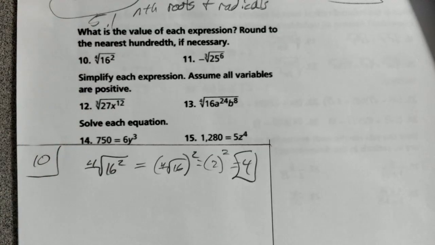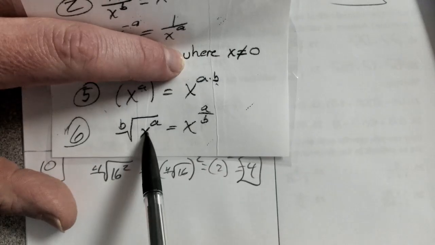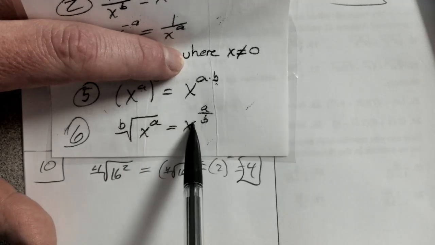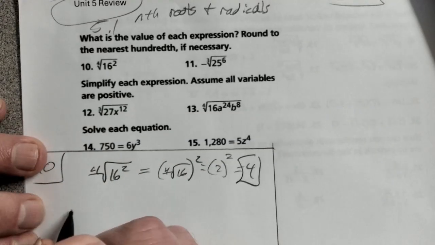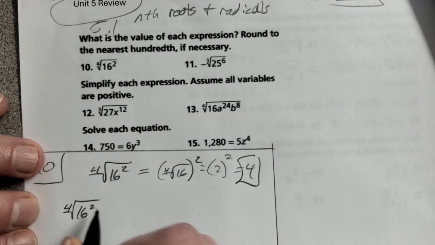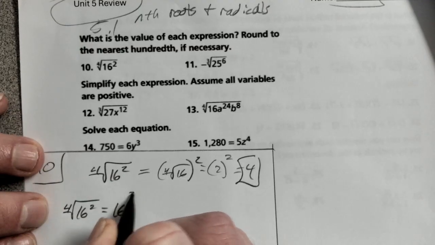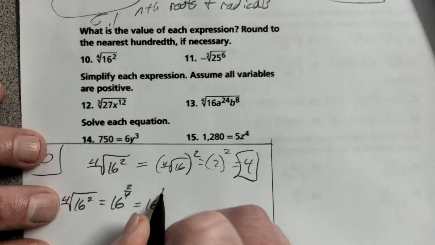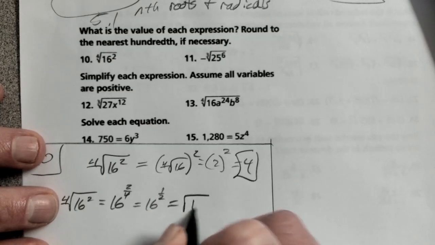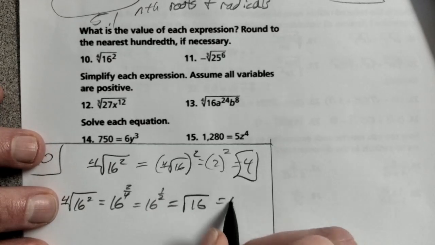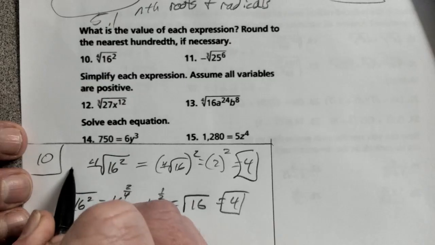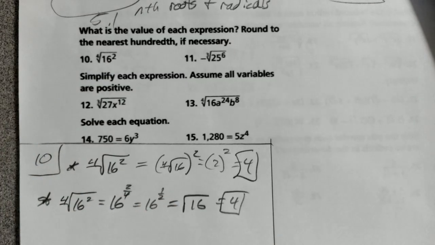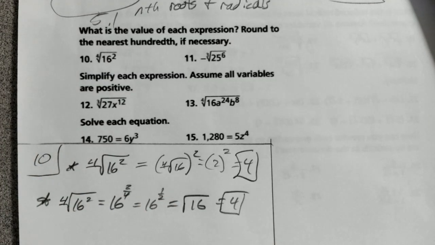If you had chosen to use our properties of exponents and switch this from radical to rational exponential form, the fourth root of 16 squared would be 16 raised to the 2/4 power. 2/4 reduces to 1/2, so 16 raised to the 1/2 power, which is the square root of 16, and we know that to be 4. So, however you go about this problem, trust yourself, try it, and you should end up getting there.